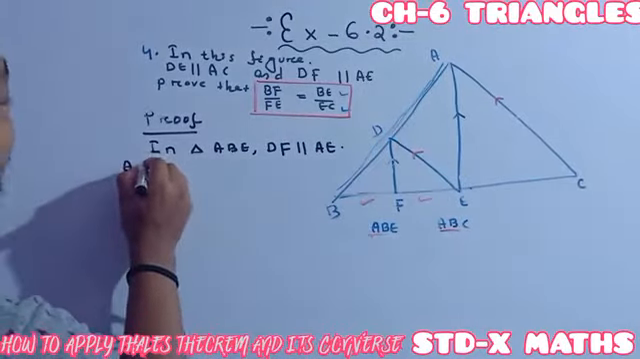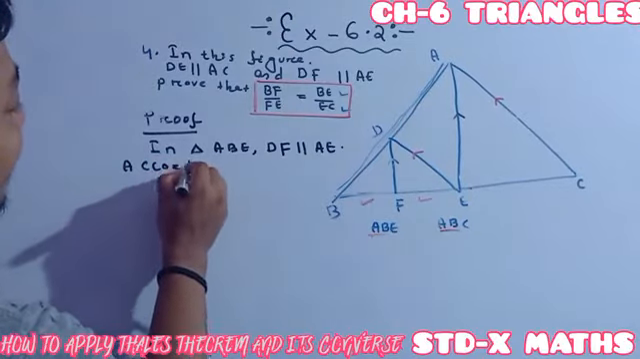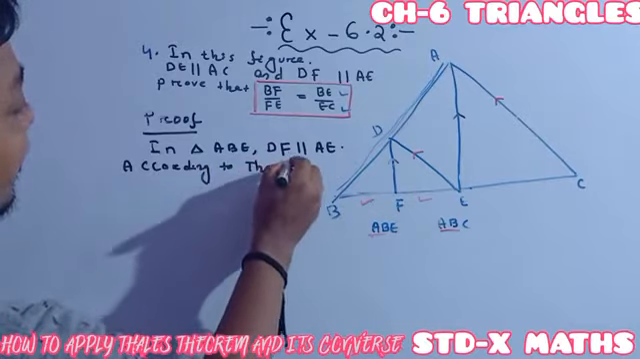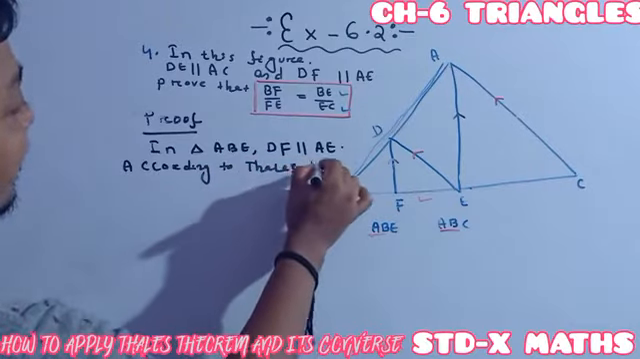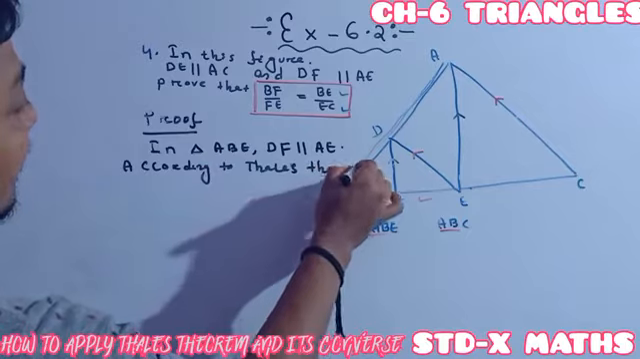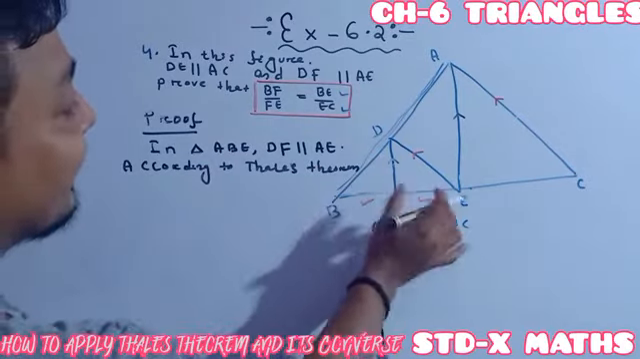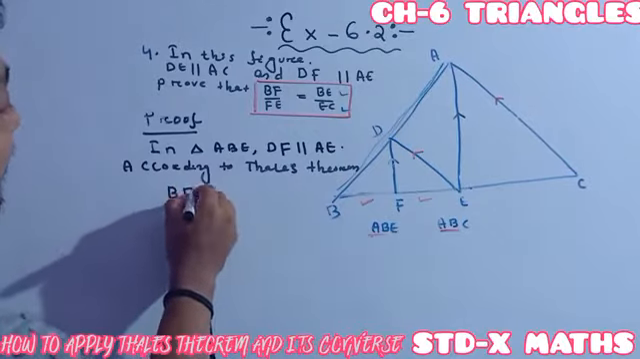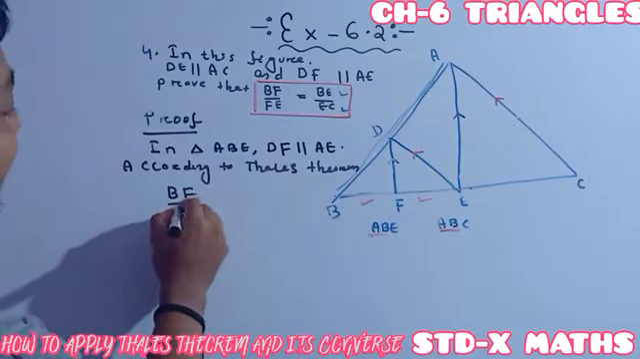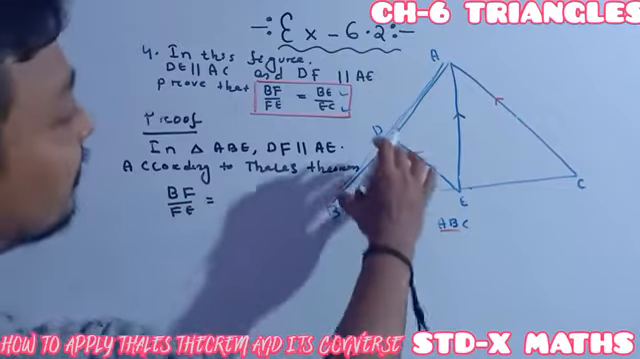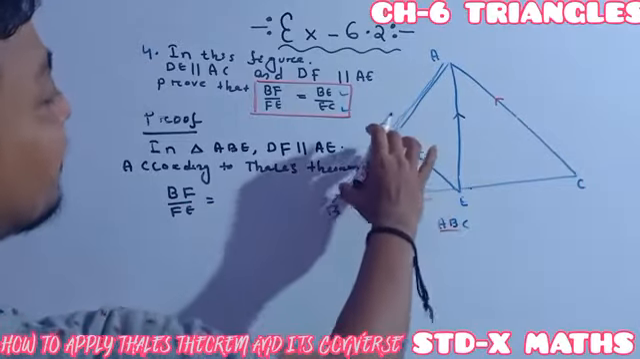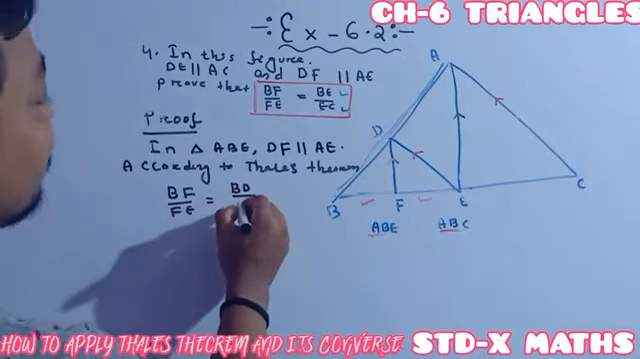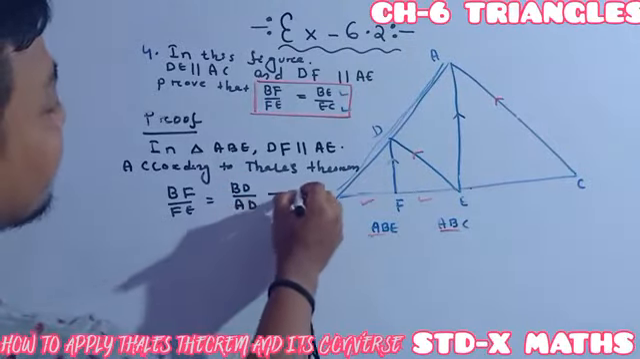According to Thales theorem, we have to write the little one. It means BF divided by FE is equal to BD divided by AD. Make it equation 1.